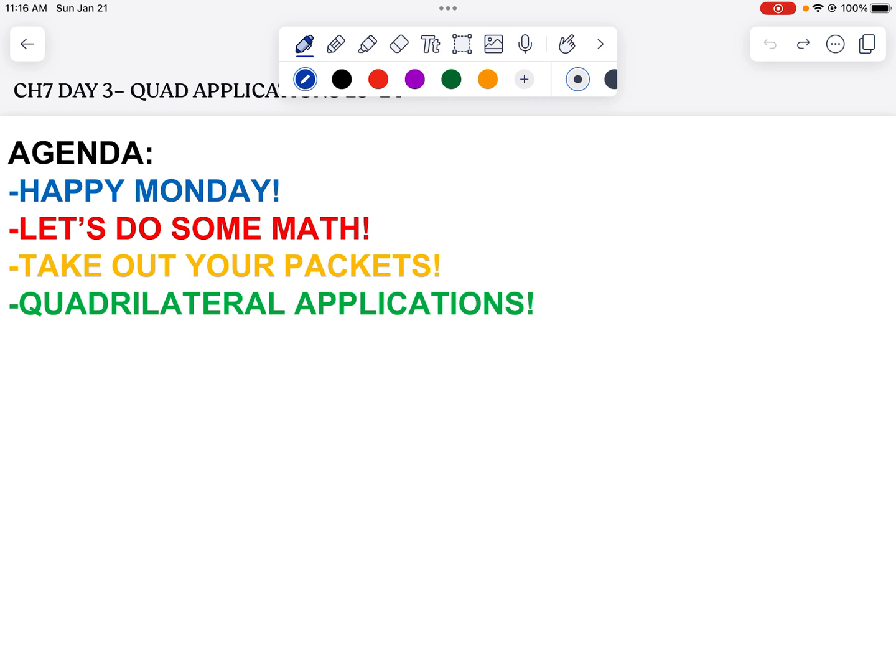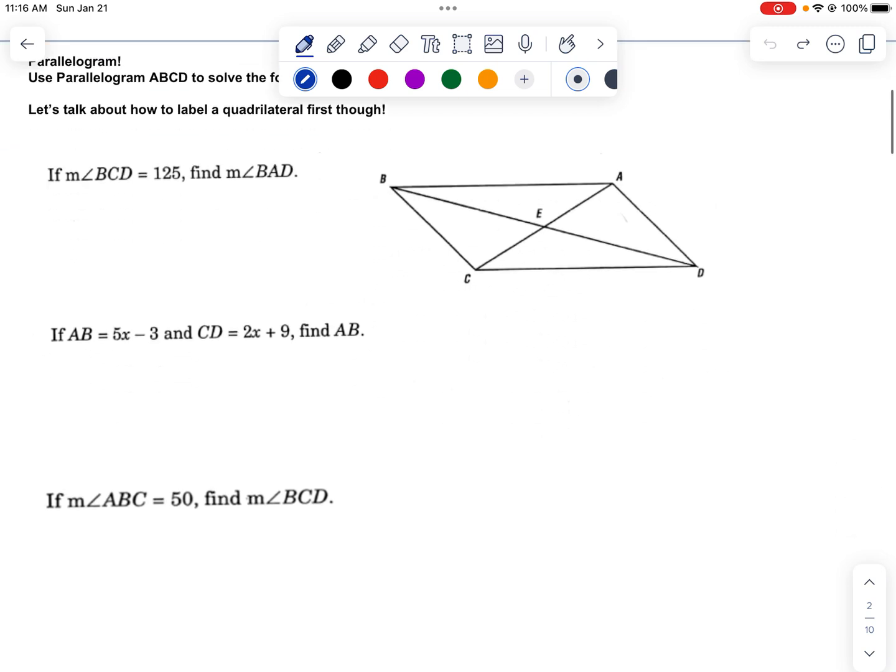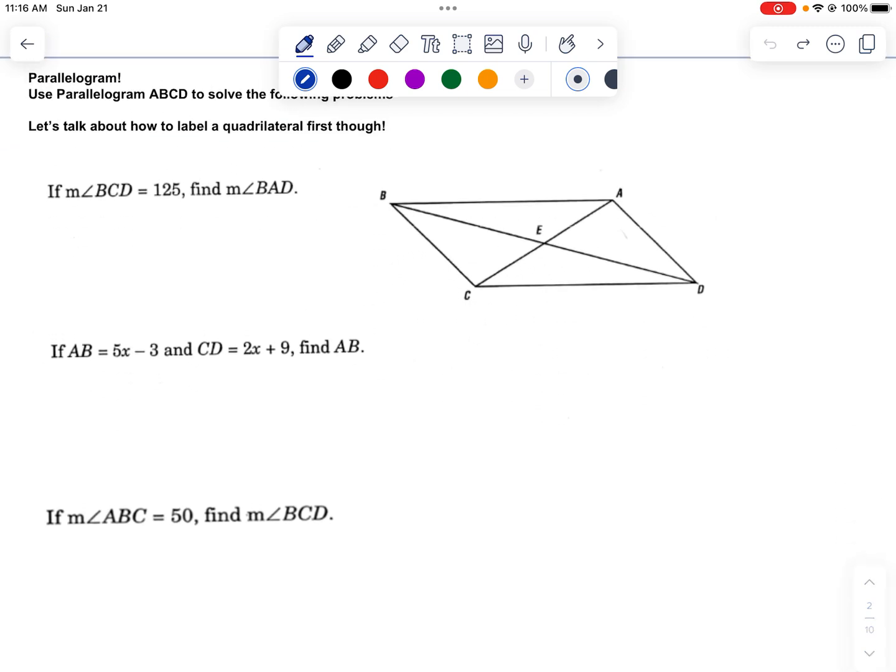However, we are going to do some math. Okay, we got some quick applications of quadrilaterals today. All right, let's get started. What I'd like you to do is take out your packets. Your packets are going to help you with a lot of these problems. The first shape we're going to talk about is the parallelogram. So let's flip to the parallelogram.